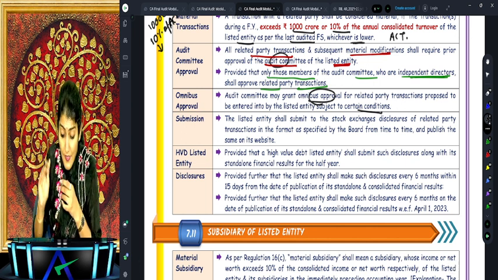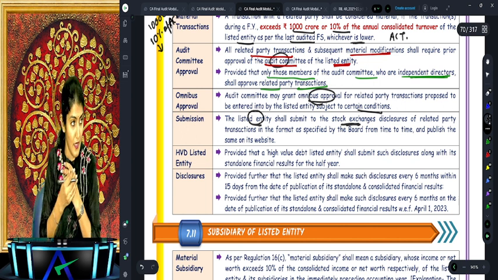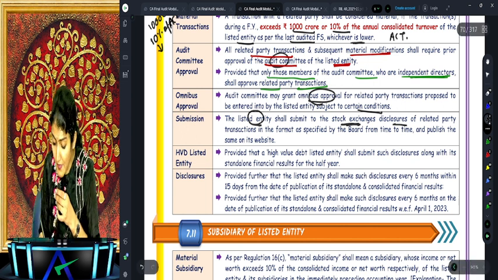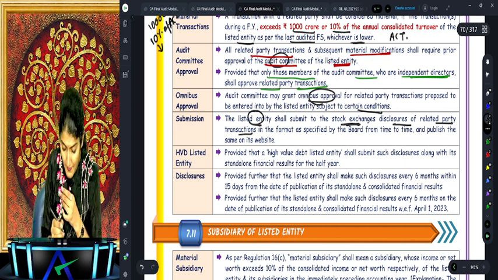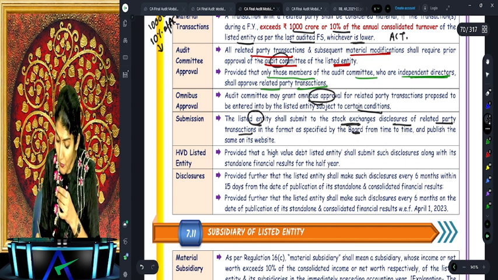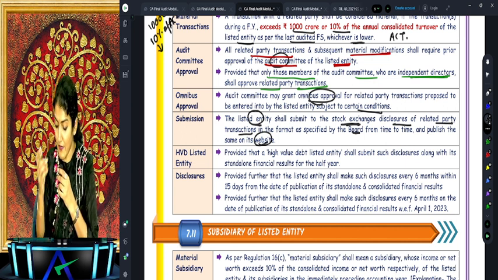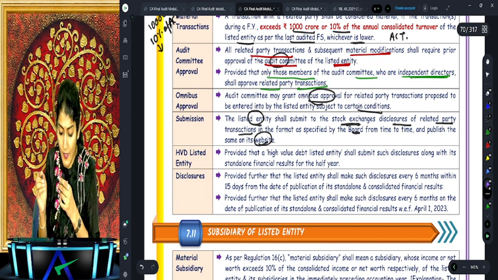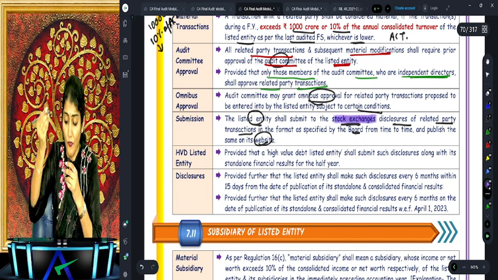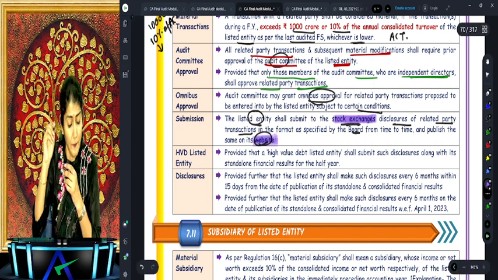Okay. Then the listed entity now needs to submit to the stock exchanges the disclosures of related party transactions in the format specified by the board from time to time, and also publish the same on its website. So what does it say? You have to give the details of related party transactions to the stock exchange in the format specified by SEBI, and also give the details on your website.